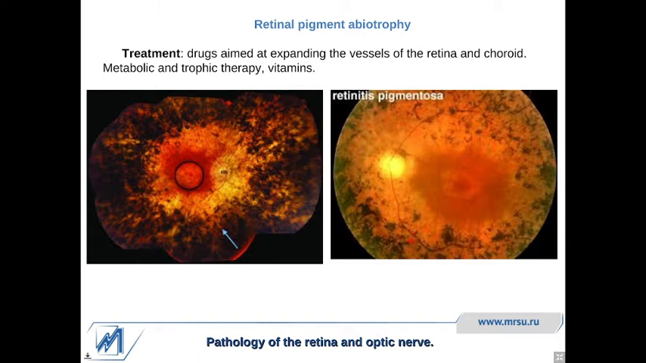What about treatment? There is no specific treatment. We cannot treat it at all, only symptomatically, and try to stop ischemic process, dystrophic process. Aimed at expanding the vessels of the retina and choroid. Metabolic and trophic therapy, vitamins only.